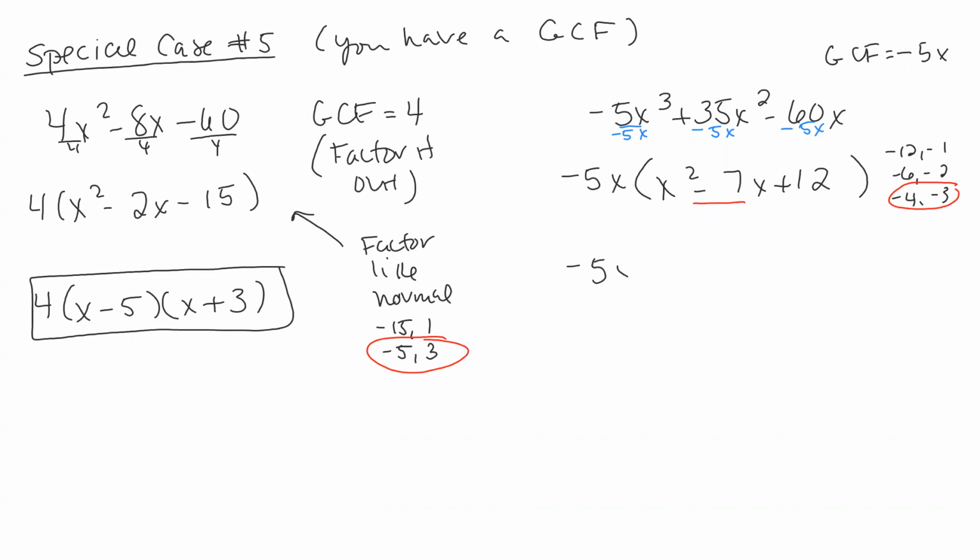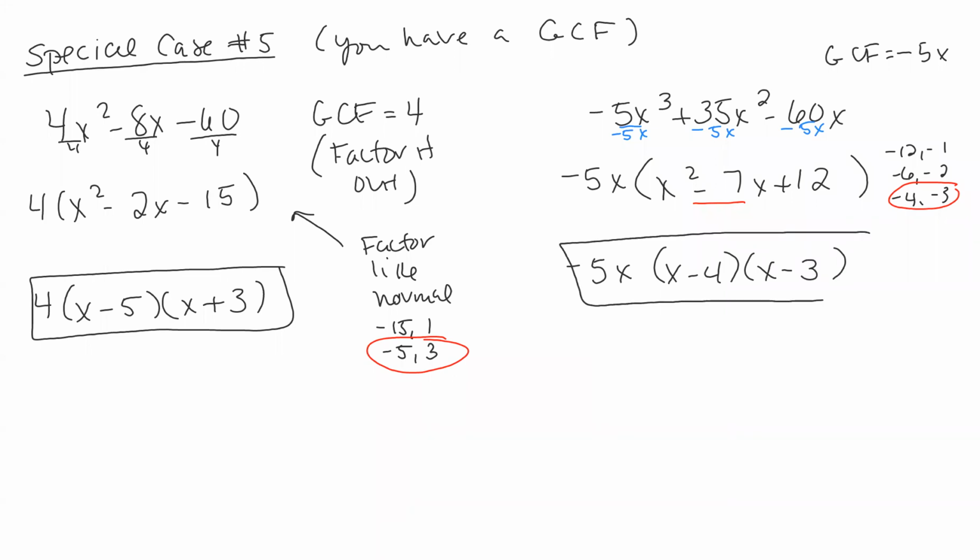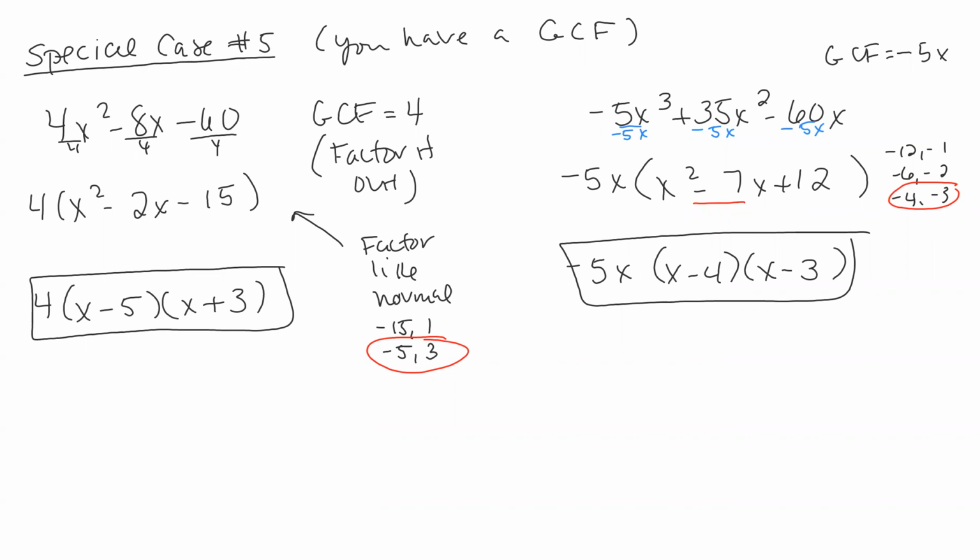So I take my negative 5x and I get x minus 4, x minus 3. Now, if you wanted to check one of these, so let's say we were going to check this answer that we have right here. So I want to check negative 5x times x minus 4, x minus 3. Remember, the goal here was to get negative 5x to the third. Let me remind myself, I forgot. Our goal is to get this right here, negative 5x to the third plus 35x squared minus 60x.